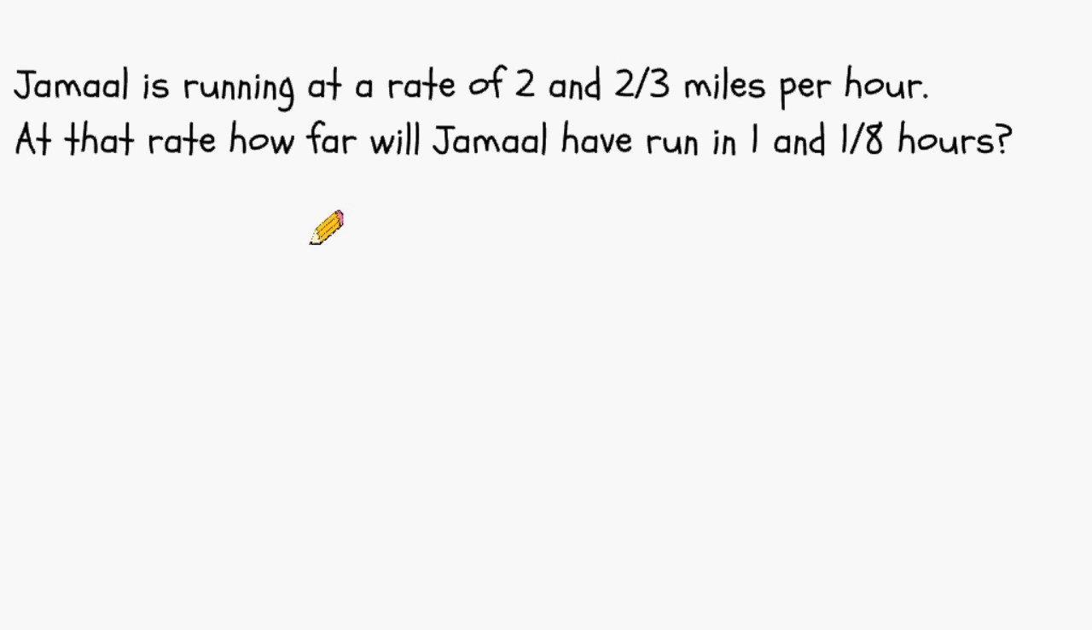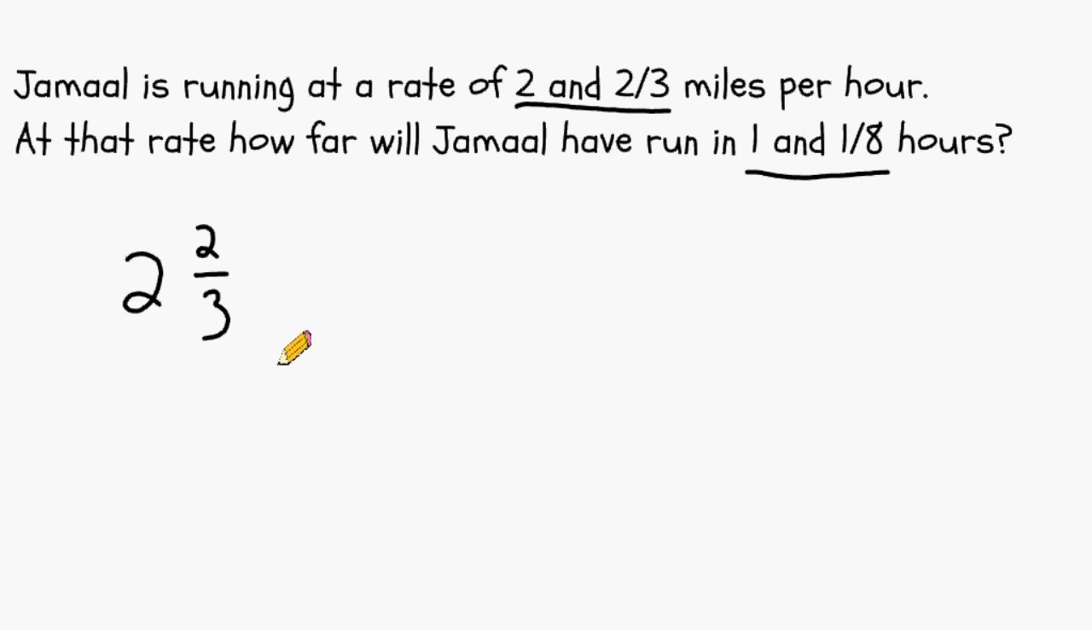This problem reads that Jamal is running at a rate of 2 2/3 miles per hour. At that rate, how far will Jamal have run in 1 1/8 hours? So in the problem, it is given that Jamal is running 2 2/3 miles per hour. So if we wanted to figure out how many miles Jamal ran in 2 hours, we would simply double 2 2/3. Because 2 2/3 miles per hour is the unit rate. That just means how far Jamal ran in 1 hour.